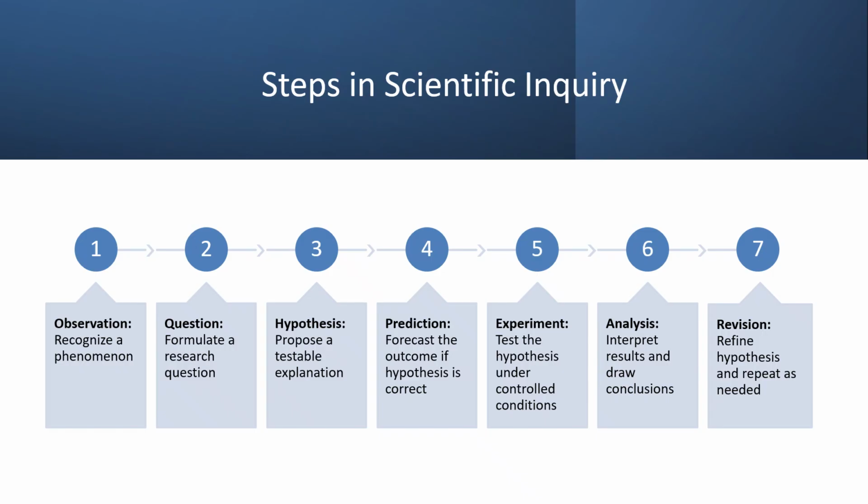Scientific inquiry often begins with an observation that raises a question. From there, scientists propose a hypothesis, a testable explanation. That leads to a prediction, which is tested through an experiment. The results are then analyzed. Based on the outcome, the hypothesis might be revised and tested again. This is how knowledge evolves over time.